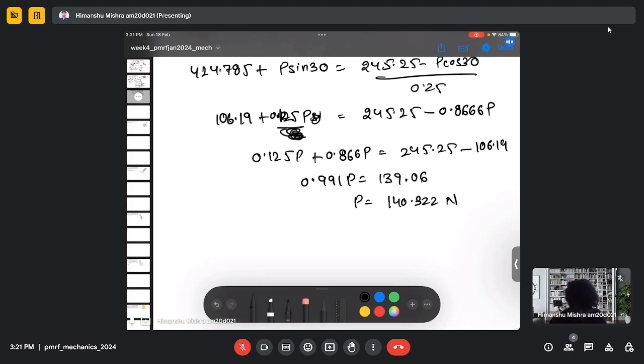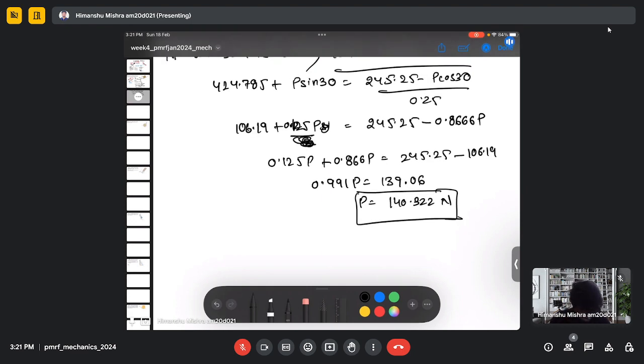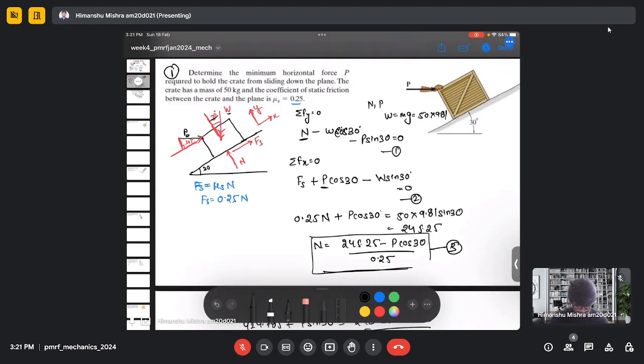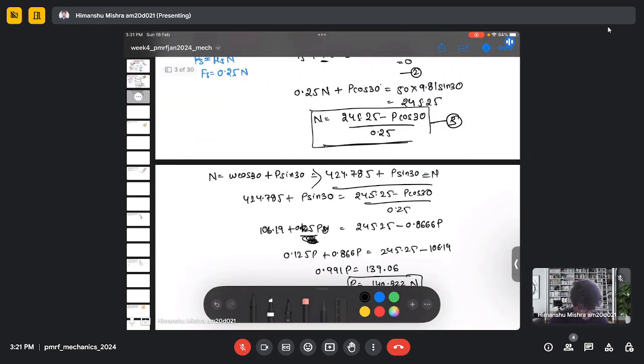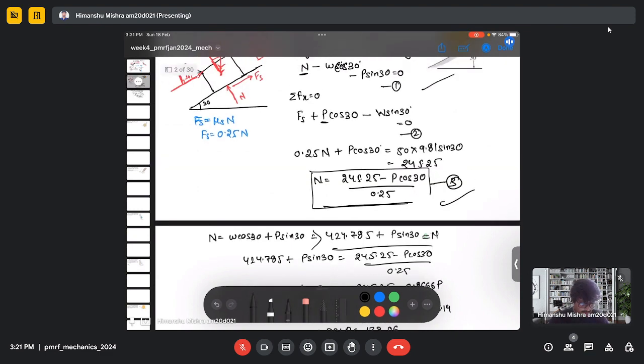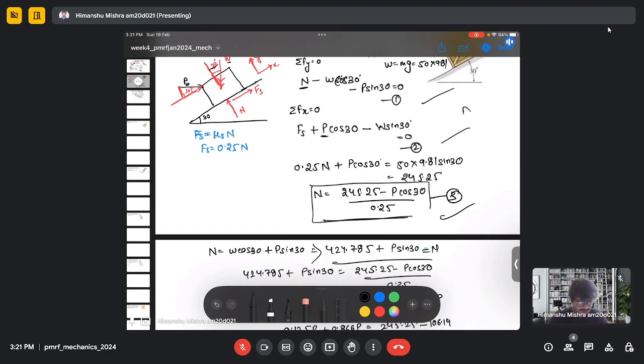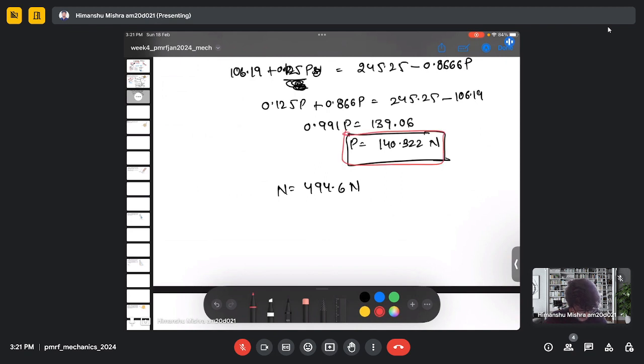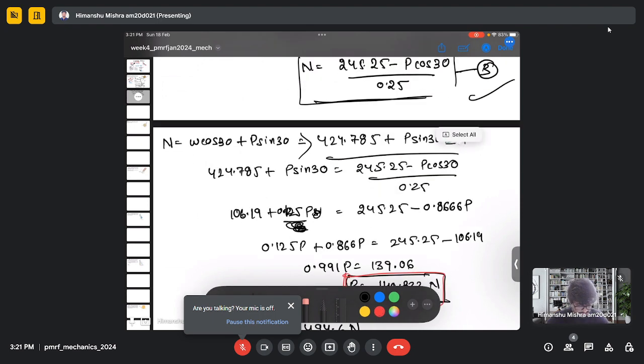140.322 Newton. So this is the value of external force which we require in order to hold the object from sliding. Now if we substitute P in equation 3 or any of equations 1, 2, 3, we will get the value of N. If you try to find it, N will come out to be 494.6 Newton. But we required to calculate P and we got P as 140.322 Newton.